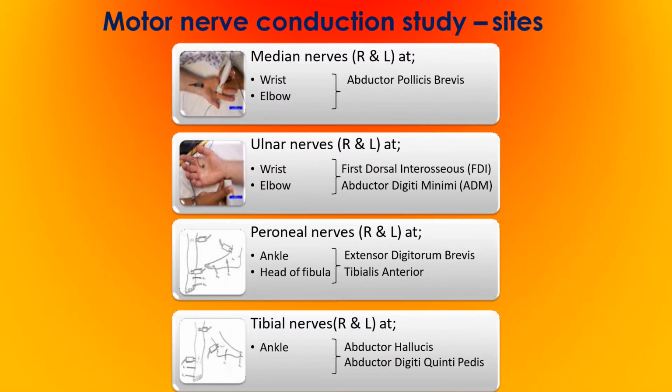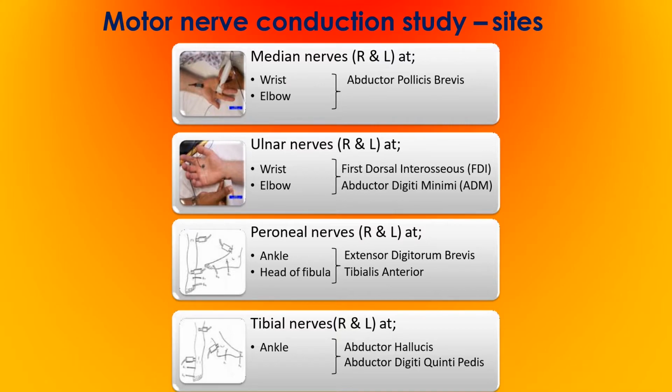So what are the sites for motor nerve conduction studies? The first is the median nerve of the right and left arm. Here it is the wrist and elbow. Usually the muscle that is stimulated is abductor pollicis brevis. Then the ulnar nerves, right and left arm, wrist and elbow. Usually the muscles are first dorsal interossei and abductor digiti minimi.